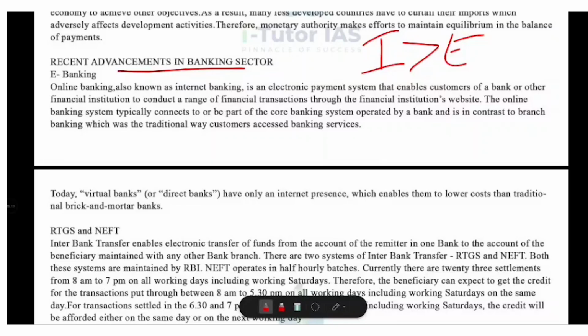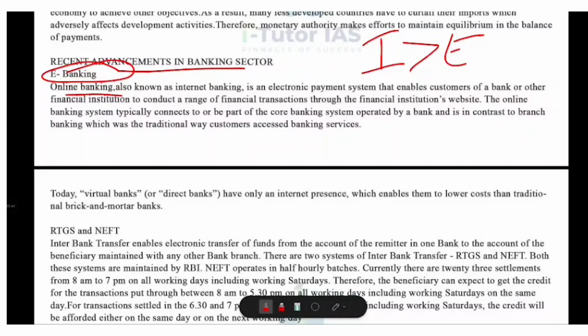And that brings us to our first and most important advancement, that is e-banking. So e-banking means electronic banking. What is called e-banking? E-banking or online banking is an electronic payment system that allows customers to perform various financial transactions through the bank's website or mobile application. So instead of going to the bank physically, you can transfer money between accounts, pay your bill, check your account balance, apply for loans or debit or credit cards, all digitally.